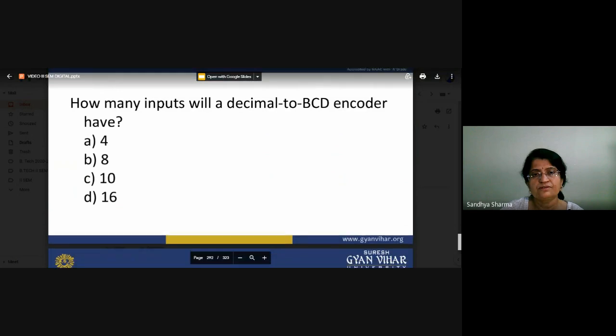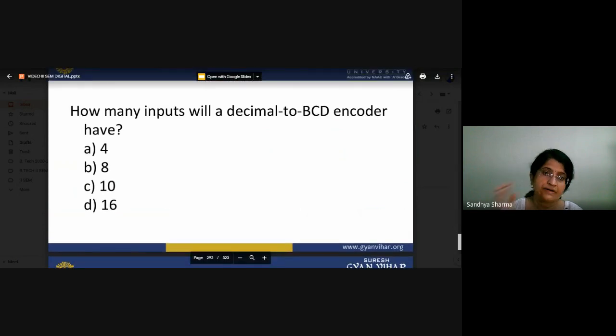Now we will switch. What is the objective question? How many inputs are there in a decimal to BCD encoder? You are designing a decimal to BCD, not BCD to decimal. So you have to remember, on this side you have a decimal number, and on the other side you have a BCD number. According to that, you have to decide.